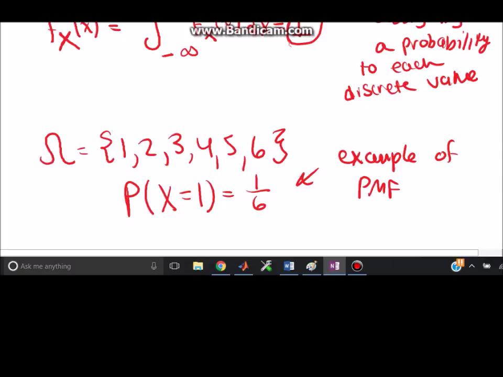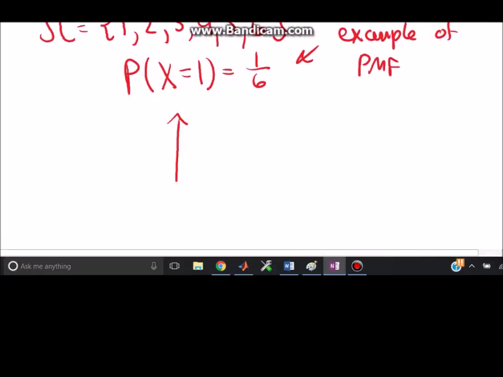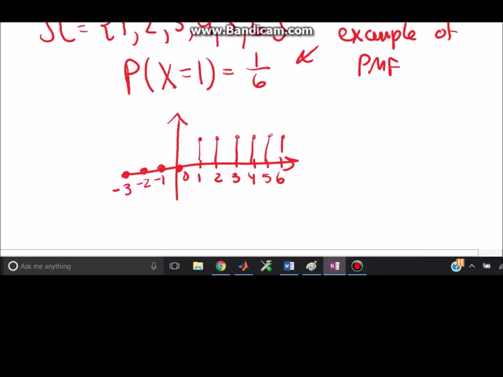This is just one of the values. Obviously, for all of the values, it should sum up to 1, and you would just plot it. For a fair die, it would look like this. It's 0 for all other values, say negative 3, negative 2, negative 1, 0 is also 0, and then 1, 2, 3, 4, 5, and 6. These should all be the same value, and if I sum them all up, it should come up to 1.